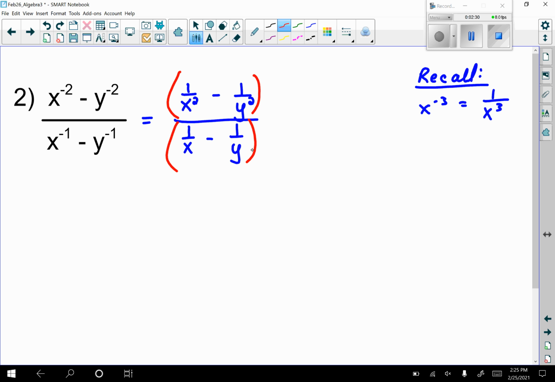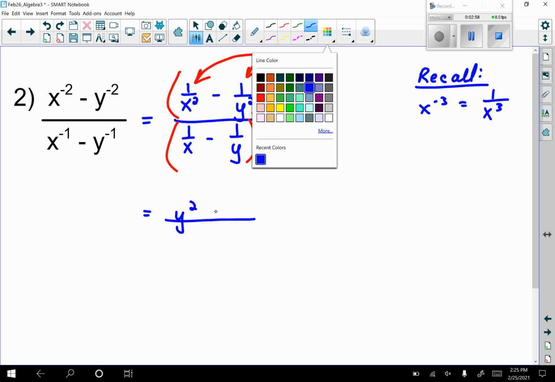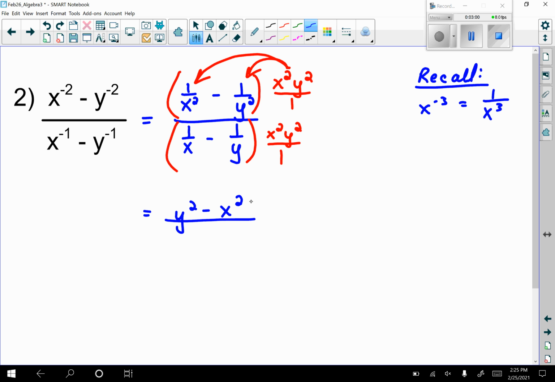which in this case is going to be what? x can go into x squared, y can go into y squared. So we're looking at an x squared y squared. So now as I distribute, the x squares will cross out or divide out, and I'm just left with a y squared. And then when I multiply my second fraction by this, the y squares are gone, so I just have a minus x squared.